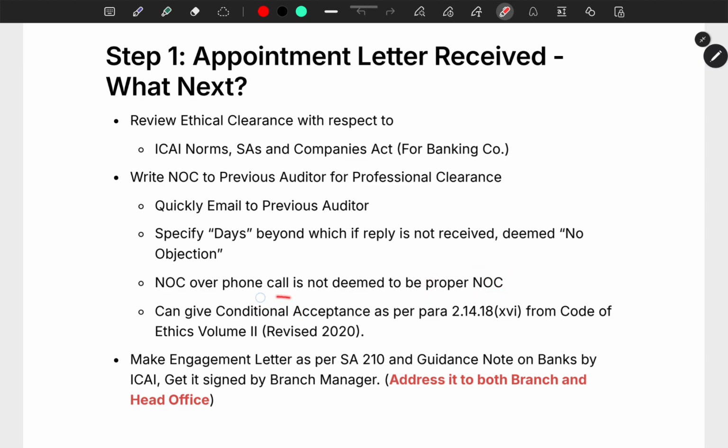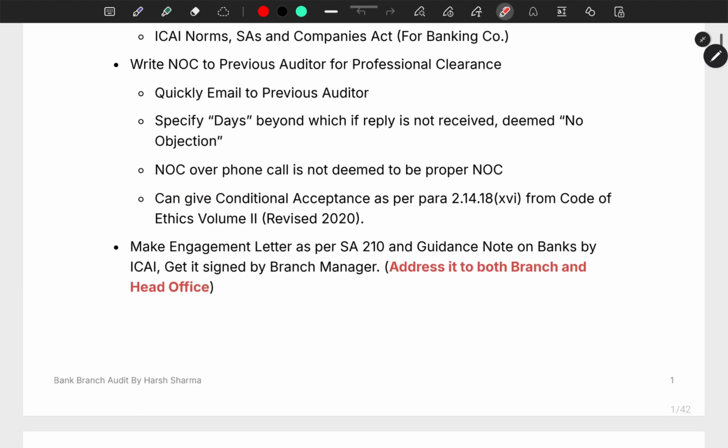However, you should give a conditional acceptance, and this is also given in the Code of Ethics 2020 volume. The same has been taken. So you should give a conditional acceptance: I accept this branch audit provided the NOC is given by the previous auditor in due time. Okay, so this is a conditional acceptance. You can take the words from this para 2.414.81. Okay, and what's the next step after the NOC?